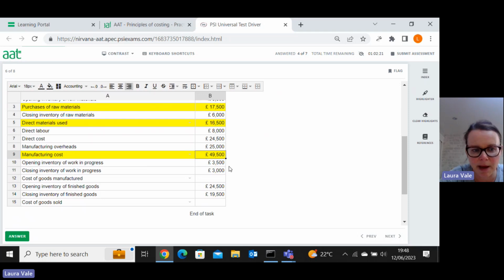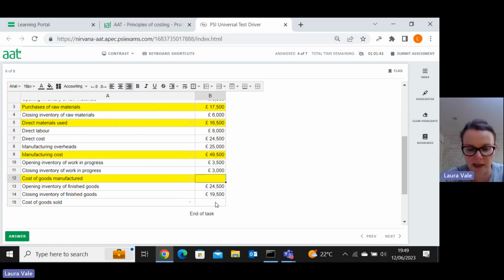And then I add my opening inventory work in progress, subtract my closing work in progress. So I'm going to do 49,500, add 3,500, subtract 3,000. So probably didn't need the calculator, but never mind, that gives me 50,000. And then from there, keep going, it's added on all the time. So add 24,500, subtract 19,500, which gives me a cost of goods sold of 50.